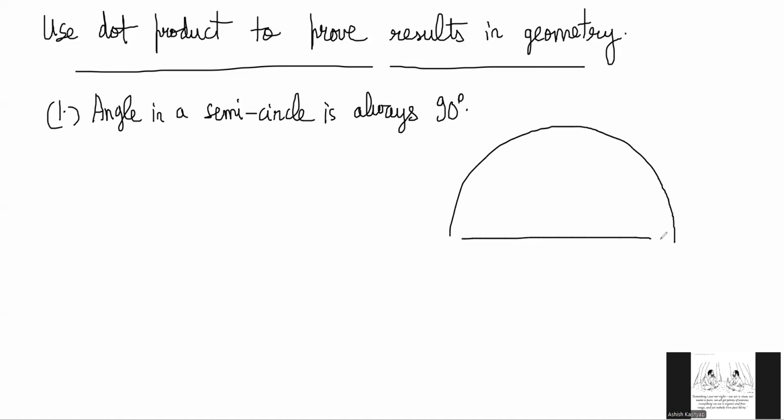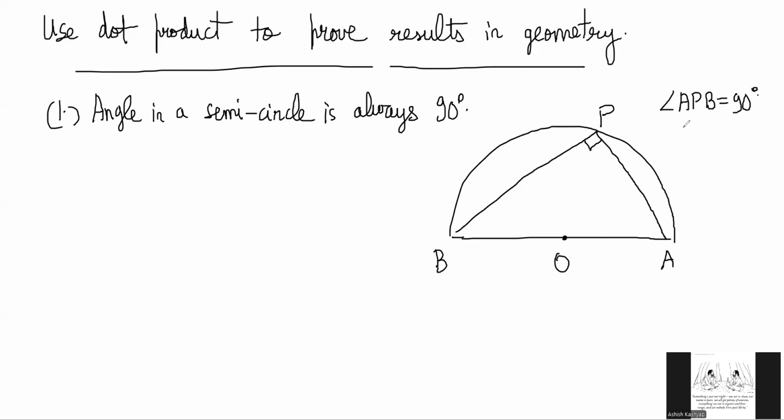So let's say this is a semicircle. This is my center O. And let's say we have a point A here, a point B here, and a random point P here on the semicircle, with the diameter as the chord. We have to show that this angle is 90 degrees. So our job is to prove that angle APB is equal to 90 degrees. And we will do that using vectors, right?